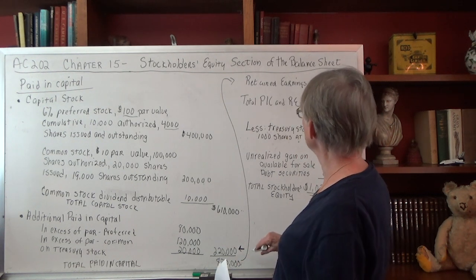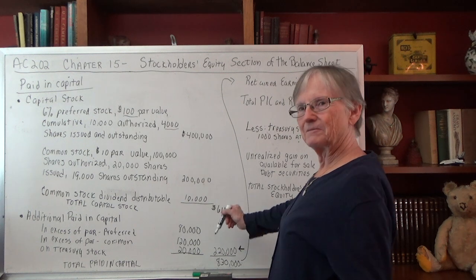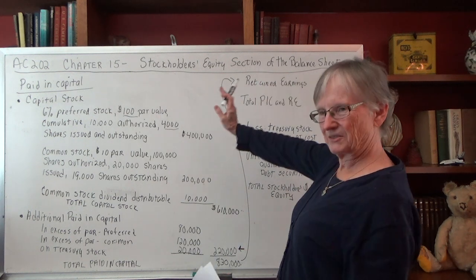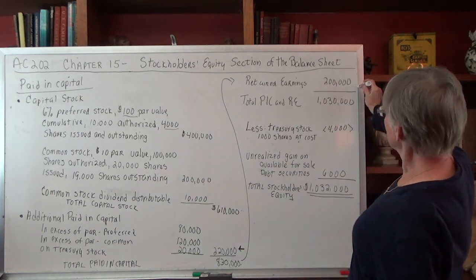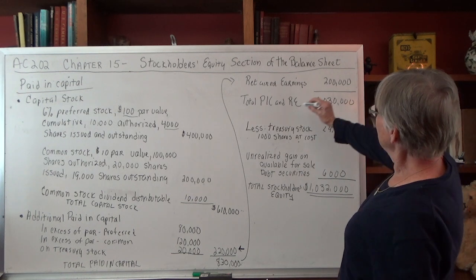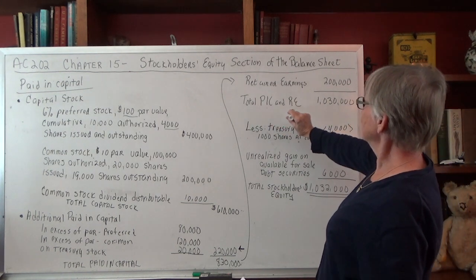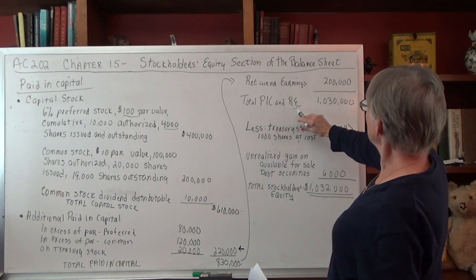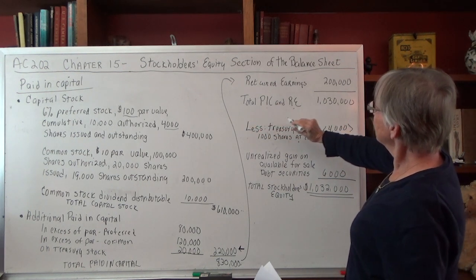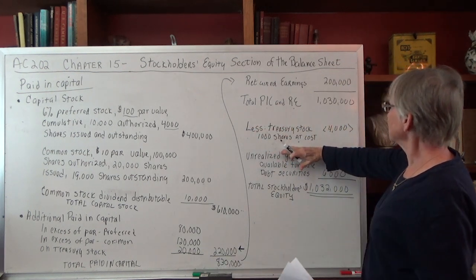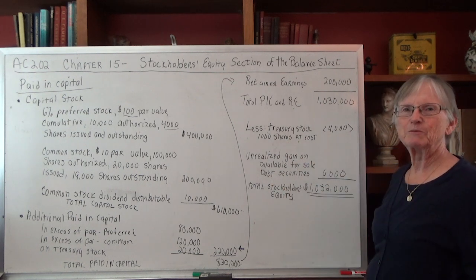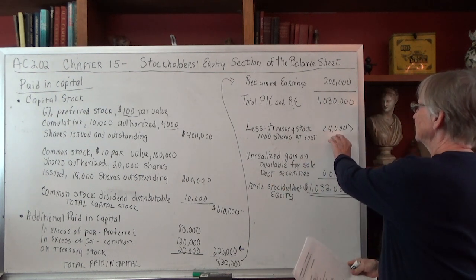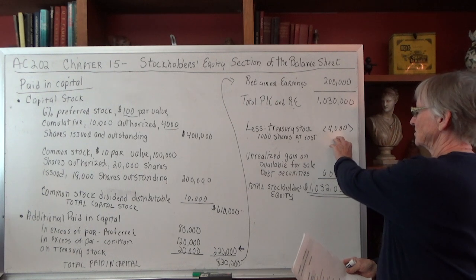Okay, so that's 830. Then we go up here, and we've got the retained earnings, which is usually just one number. And then we do a total, and you wouldn't abbreviate on the statement, I'm just obviously out of room. So total paid-in capital and retained earnings. And then at this point, we go less any treasury stock that's been bought back. So that's a deduction to our stockholders' equity section.